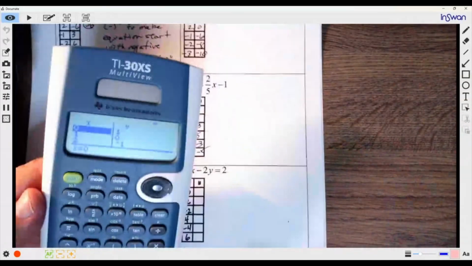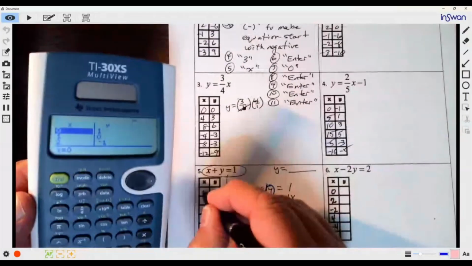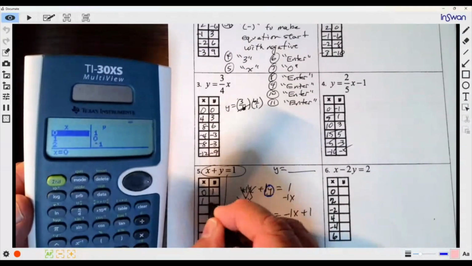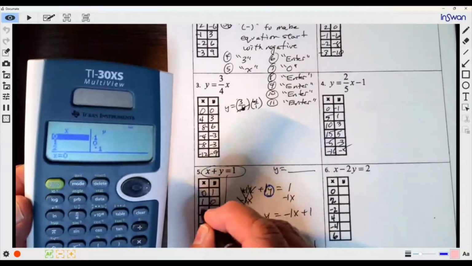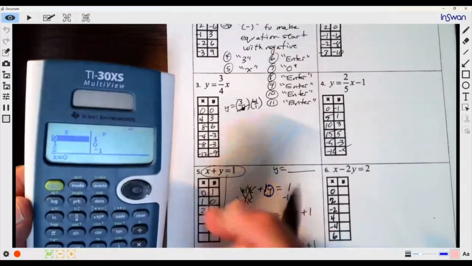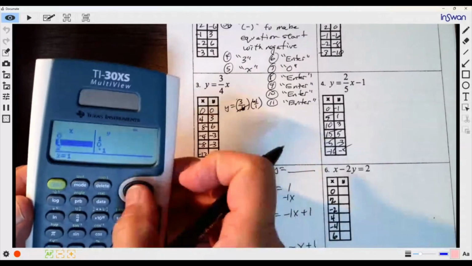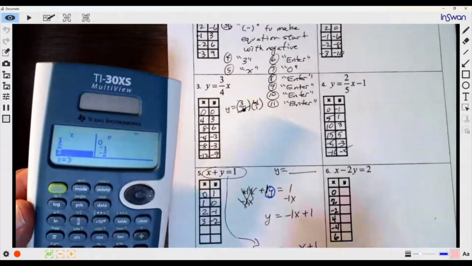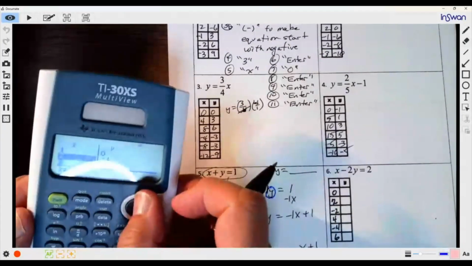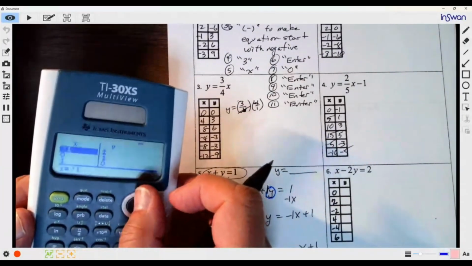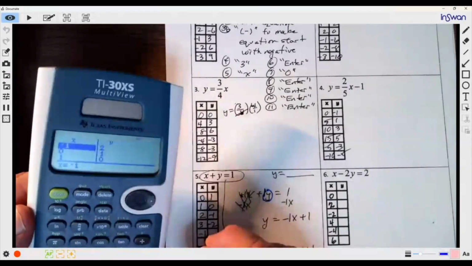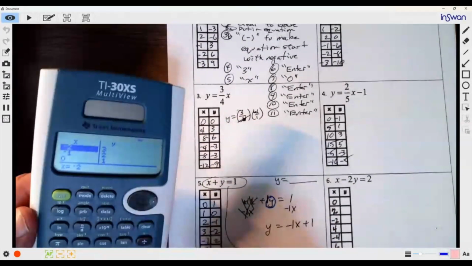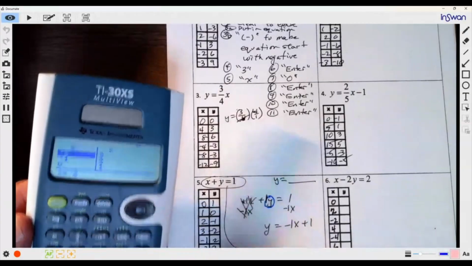When x is 0, we get 1. When x is 1, we get 0. When x is 2, we get negative 1. When x is 3, we get negative 2. When x is negative 1, we get 2. And when x is negative 2, we get 3.